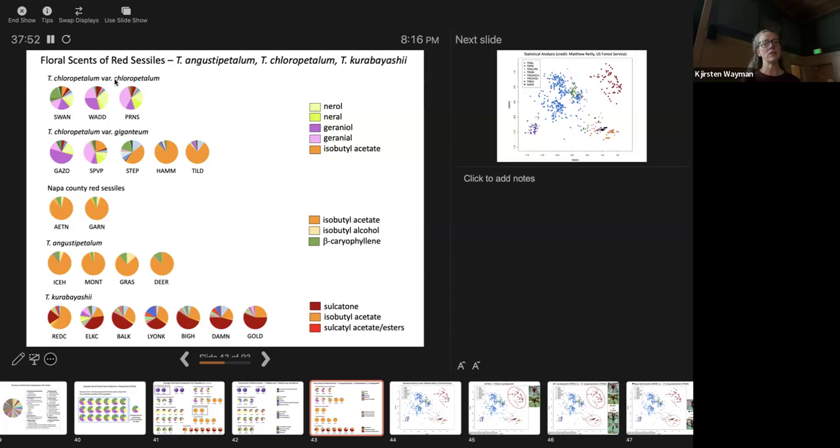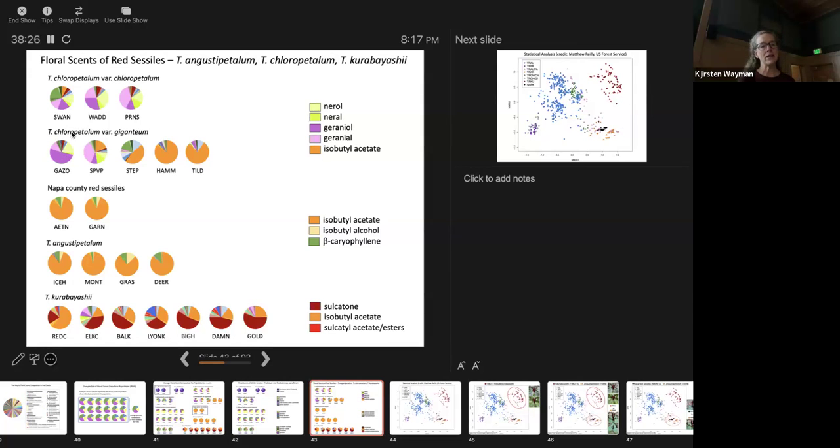If we look at just variety chloropedilum, they're somewhat consistent with one another. The main compounds that they have are nerol, neral, geraniol, and geraniol. And some of these compounds are very similar to what we saw in Trillium albidum. I call this a quartet of oxygenated monoterpenes. There are 4 of these compounds. They're oxygenated monoterpenes, and they're typical of Trillium chloropedilum. So we typically see those compounds in the plants at these populations.